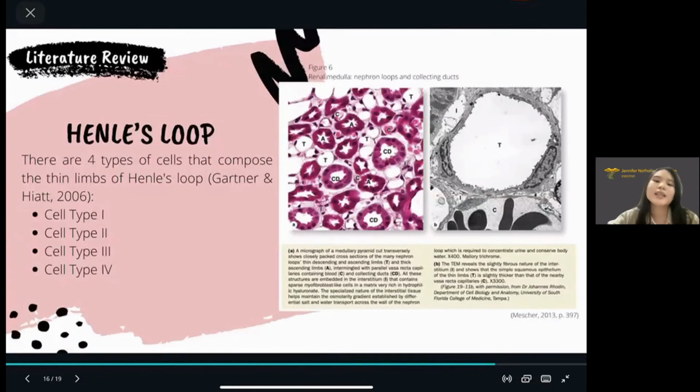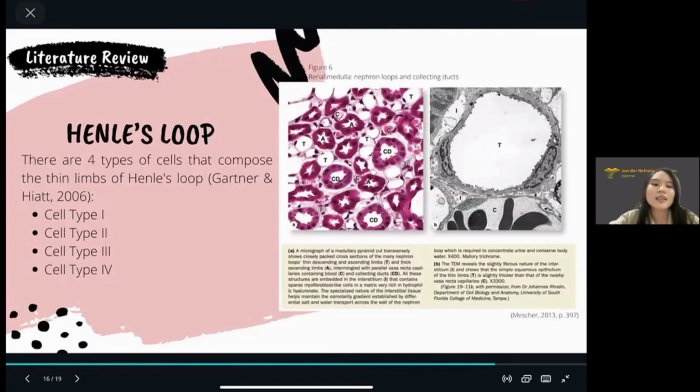The second one is Henle's loop. The glomerular ultrafiltrate now becomes the tubule filtrate and enters Henle's loop. Here we can see the thin descending limb and the thin ascending limb forming a U-shaped structure composed of squamous epithelial cells. There are three regions continuous from the pars recta, as we can see in this picture.